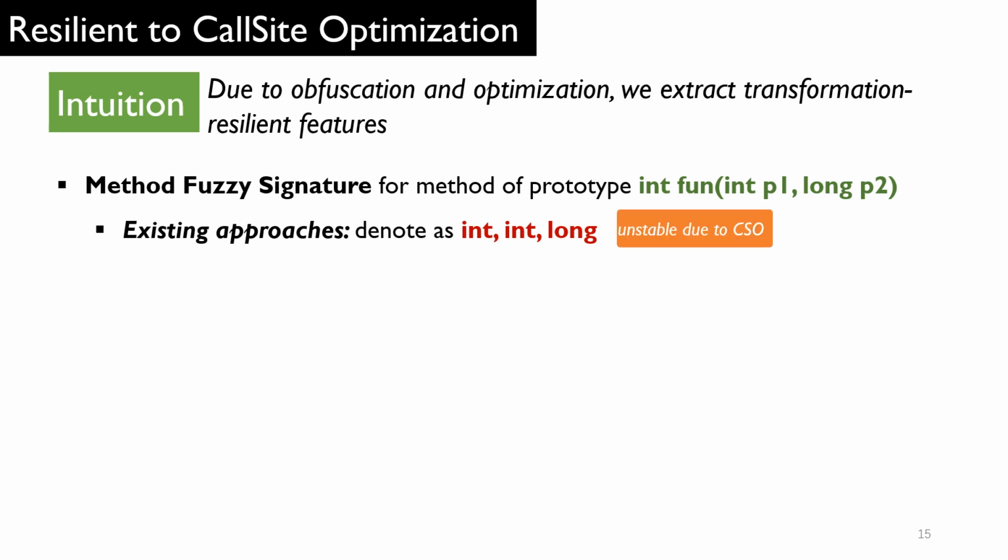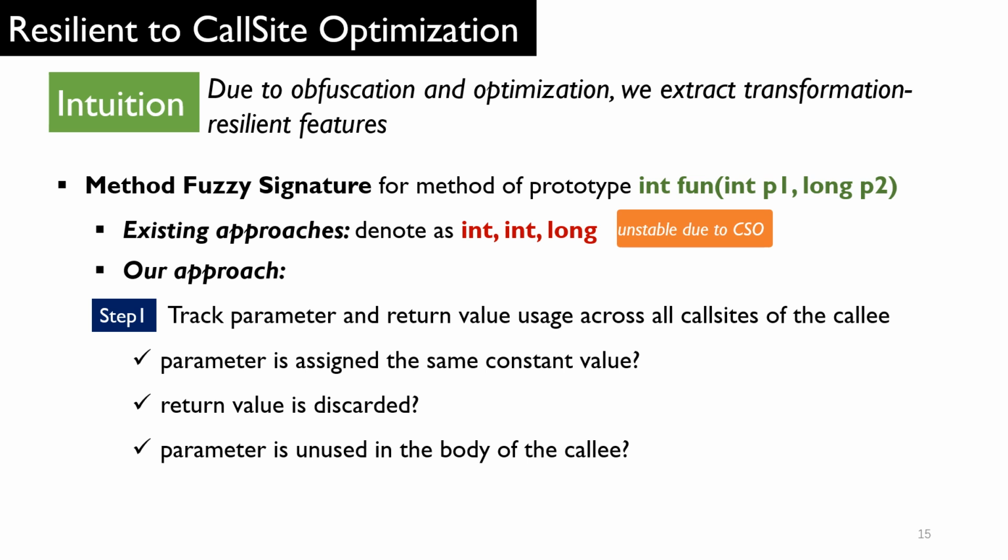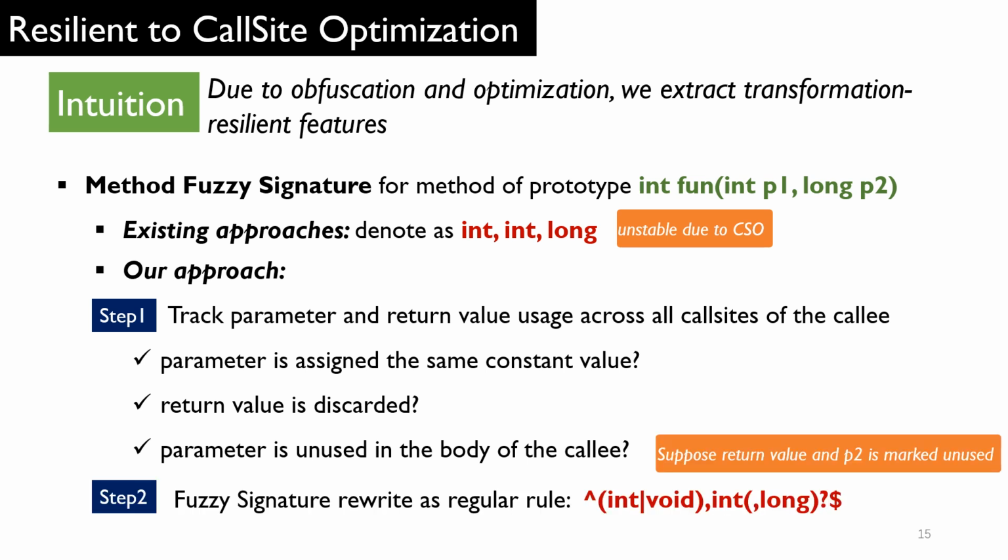This signature is used to match functions between the app and library because it can mitigate the challenge from identifier renaming. However, this signature is unstable as CSASO can alter the function prototype. Our approach tracks parameters and the return value usage across all call sites of the callee. Step 1 is to track if a parameter is constant, unused, or if the return value is discarded. At step 2, suppose return value and P2 are marked unused. We rewrite the signature as a regular pattern. This rule can be used to perform method signature matching and mitigate the impact of call site optimization.